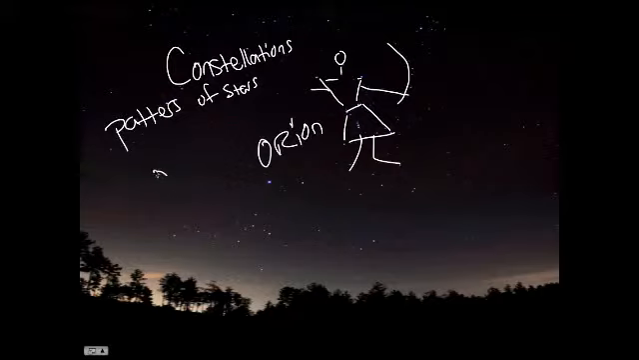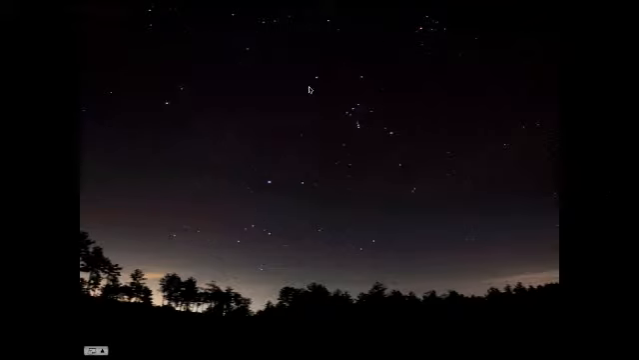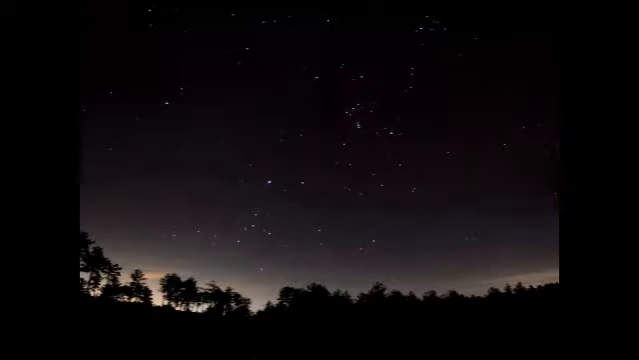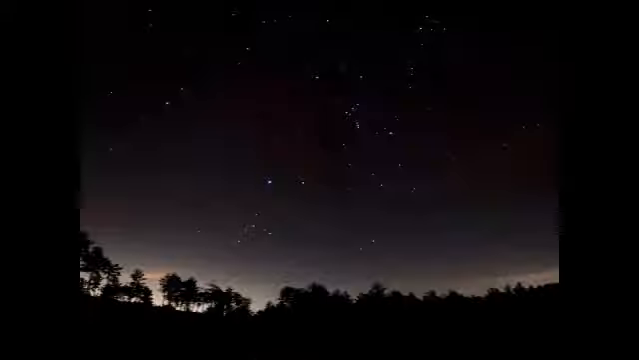There's 88 official constellations in the nighttime sky, or patterns of stars. And another thing to note here is all the stars in this picture, every single one of them, get their heat from nuclear fusion just like our sun. And everything we know about all these stars, we learn by studying our sun, our average star.